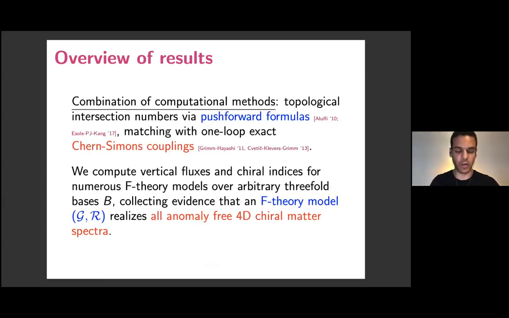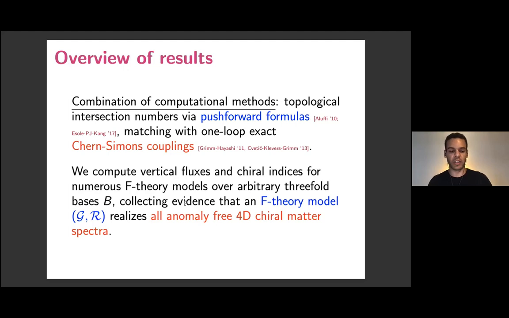So continuing with my brief overview of the results, one of the results I'll discuss, of course, is this combination of computational methods. The meat of this discussion involves combining the computation of topological intersection numbers via push-forward formulas and matching these intersection numbers with one-loop exact Chern-Simons couplings. As I'll discuss in more detail, it leads to a very nice and powerful algorithm for computing chiral indices in the context of 4D F-theory compactifications. And what it's allowed us to do rather easily, I have to add, is to compute vertical fluxes and chiral indices for a large number of F-theory models over arbitrary smooth threefold bases, which I denote by B.